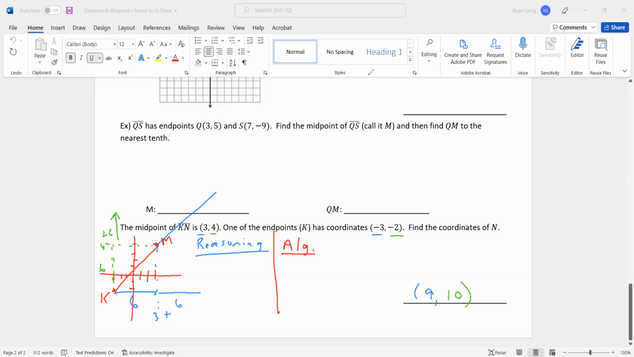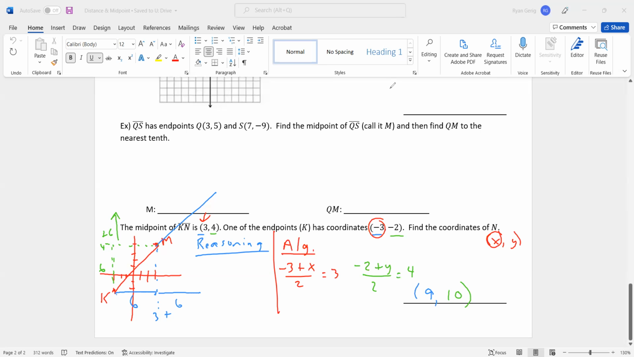Okay. We don't know N. I'm going to call it (x, y). We don't know what that is. Well, the midpoint formula says you add the two endpoints. So in this case, it would be -3 and x. I'm going to add those up and divide by 2, and that's going to equal the midpoint x coordinate. The midpoint x coordinate was 3. Okay. I'm going to set up another equation just like that using y. So the y coordinate was -2 plus y divided by 2, and that's going to equal 4 when I'm done, because I know what the midpoint is.